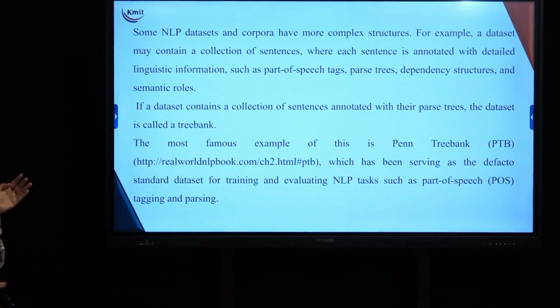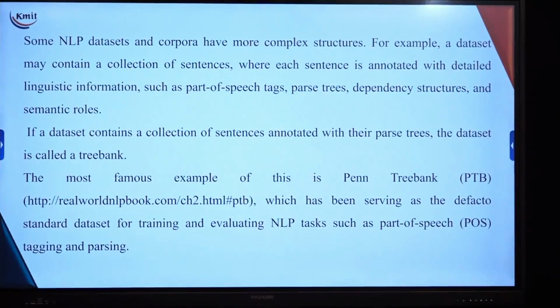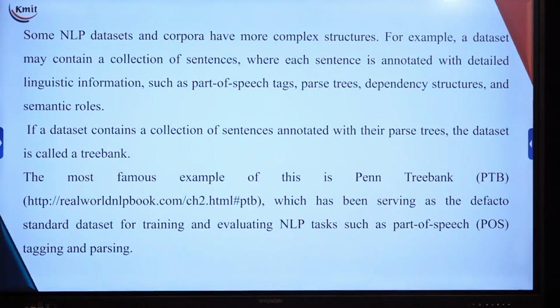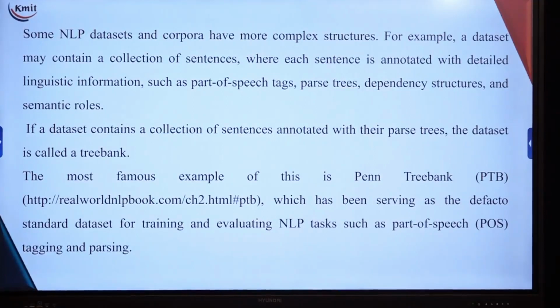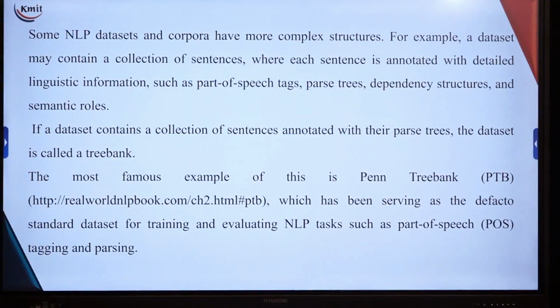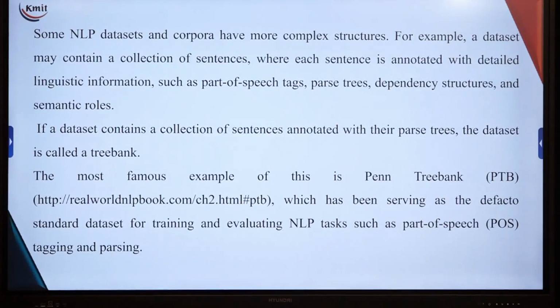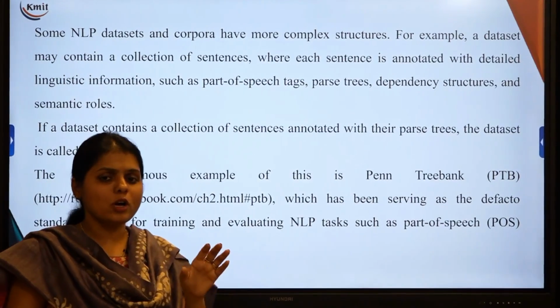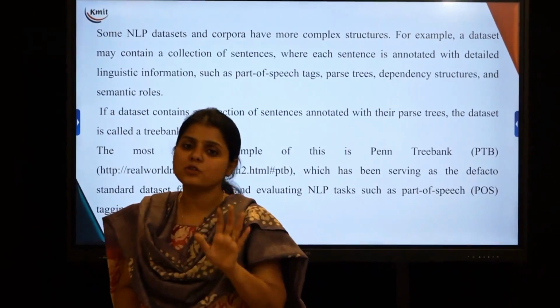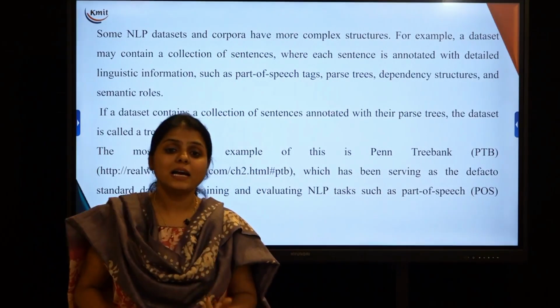For example, a data set may contain a collection of sentences where each sentence is annotated with detailed linguistic information such as parts of speech tags, parse trees, dependency structures, semantic roles and all that stuff. In this case, the data set looks complex. If a data set contains this collection of annotated elements with parse trees and all this stuff, we call that a treebank. A simple text data set we call a corpus. If you have the data set with all these annotations, we call that a treebank.